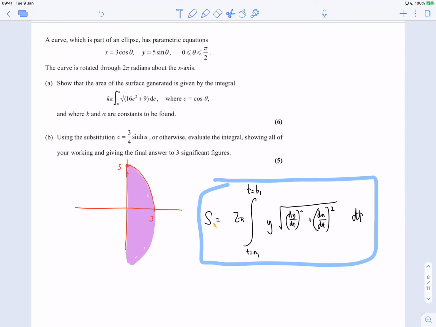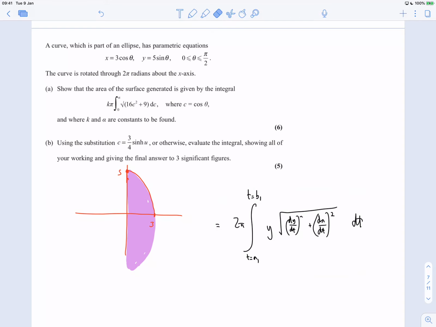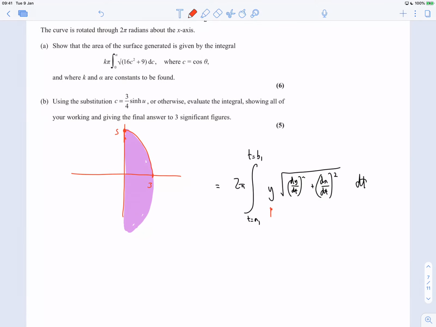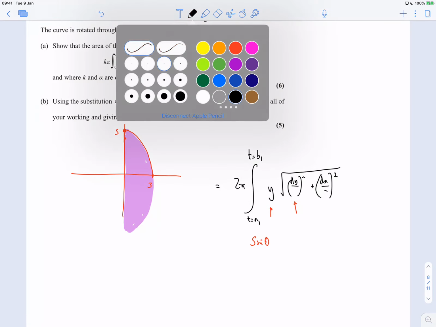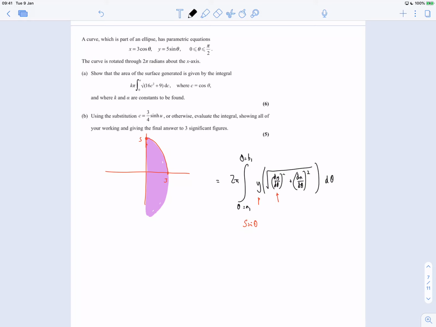Okay. So rotating 2 pi radians about the x-axis is going to happen to be something like this. Fine. So let's get rid of all this other stuff. So what do we need to know? We know what y is. Y is just 5 sine theta. By the way, these aren't t's, are they? These are going to be thetas. So really, the formula should be dy d theta, dx d theta, and this is a d theta out here. And these limits are in terms of theta. Okay, part of me thinks the limit should be between 0 and pi over 2, but it might not be that case. We'll have to have a look.